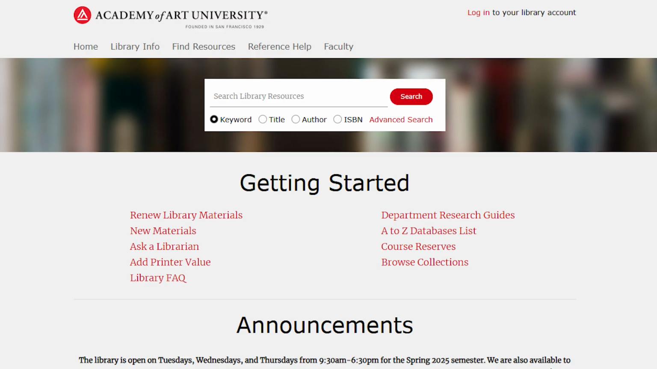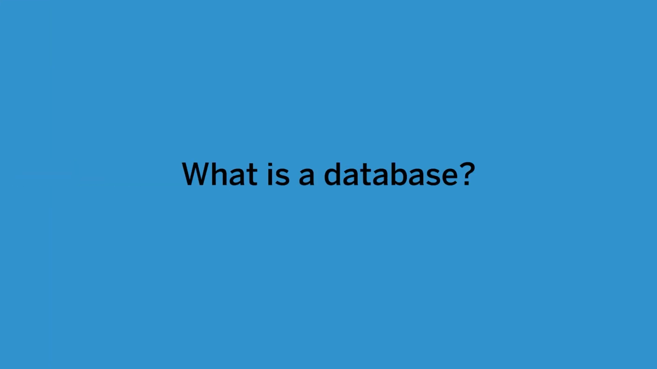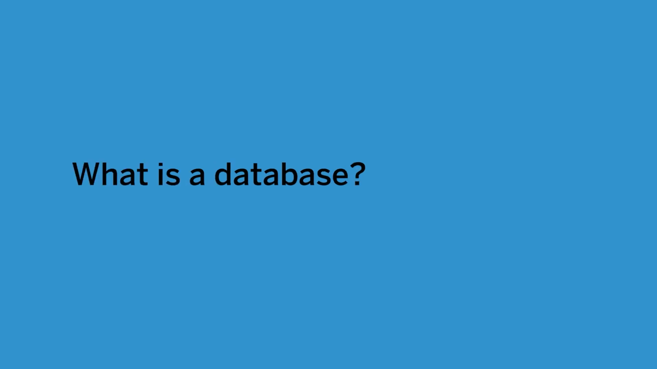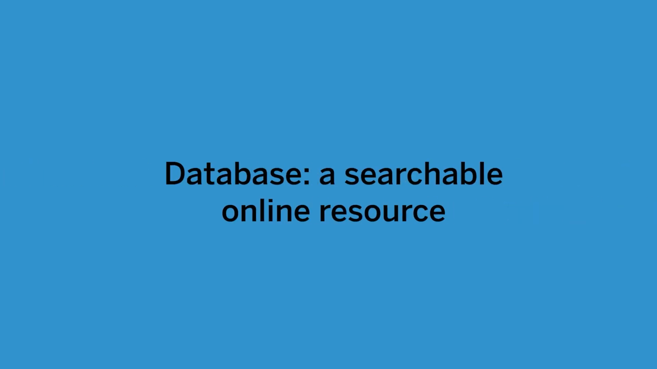In this video, you will learn how to search for online articles in the EBSCO database. We'll discuss how to conduct a basic search and how to adjust your search in order to retrieve the most relevant results. The library uses the term database to describe a searchable online resource.